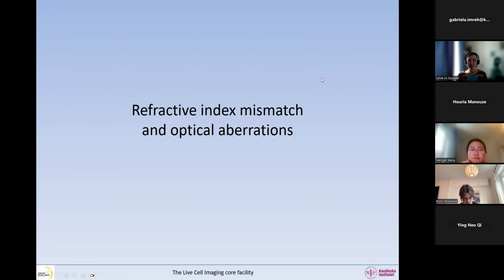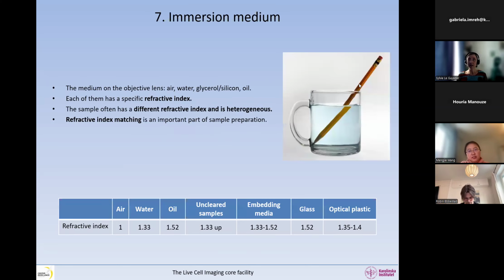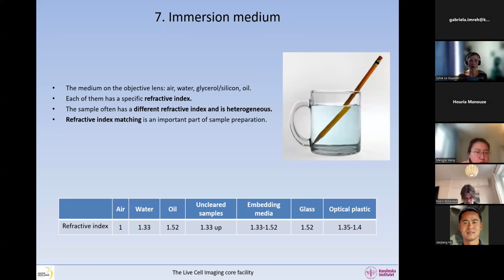Right, so optical aberrations. I spoke a little bit about optical aberration and refractive index mismatch, but now we're going to see exactly what it is. This is one of the slides that I had for the objective, the specifications of the objectives. One of the specifications that is important is the immersion medium. Which medium do we put on the objective? So we immerse the objective in some medium. That's why it's called that way.